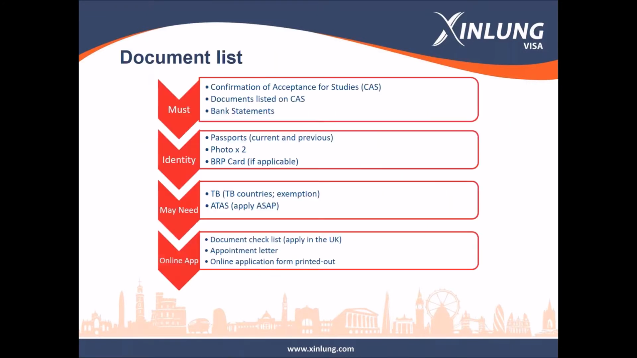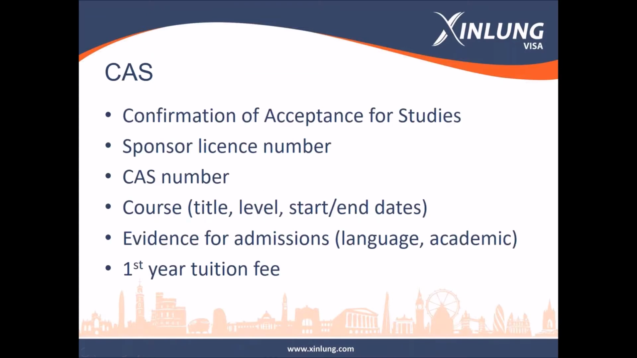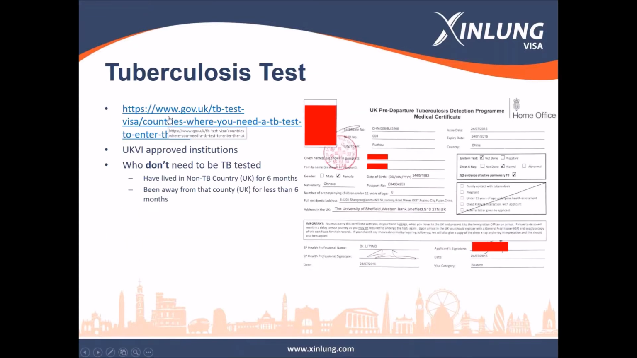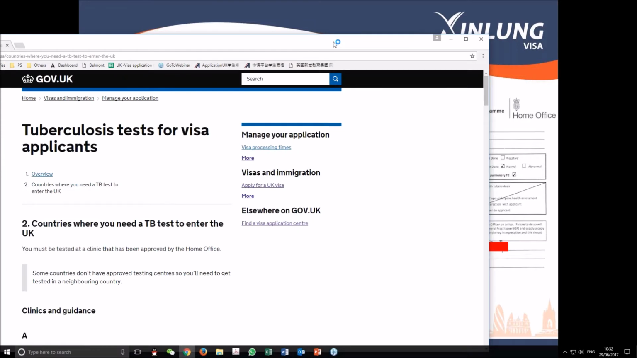Okay, let's just go back to our list. So we've talked through the most important documents for our visa application here, the must-haves. Now we're going to look at the things we may need depending on our personal situations. First of all, TB test. So Home Office has listed all the countries that need to be TB screened. Let's go to the website.